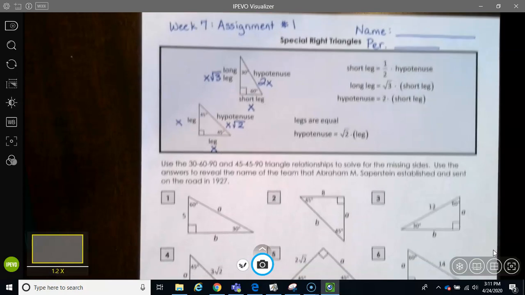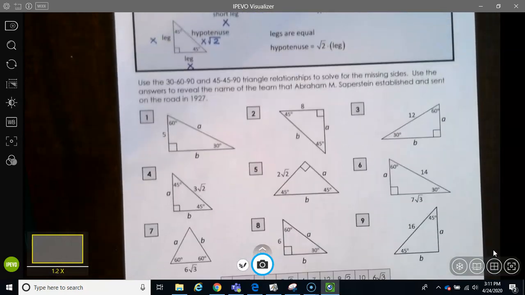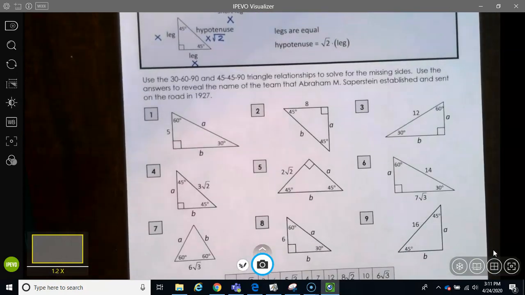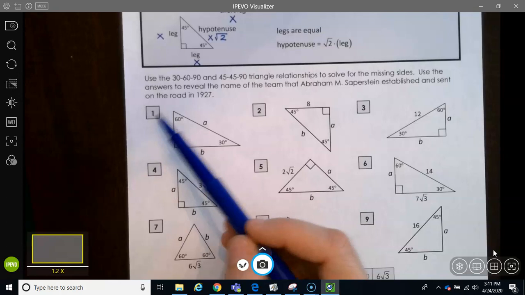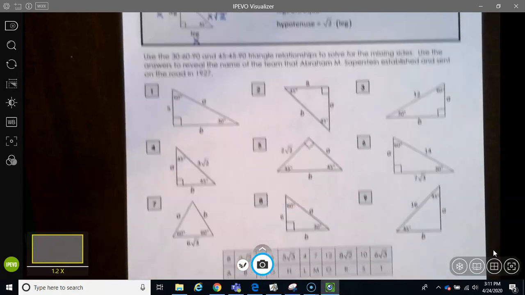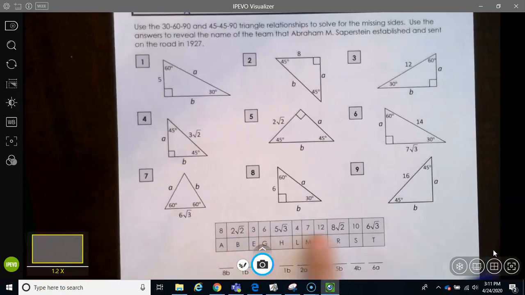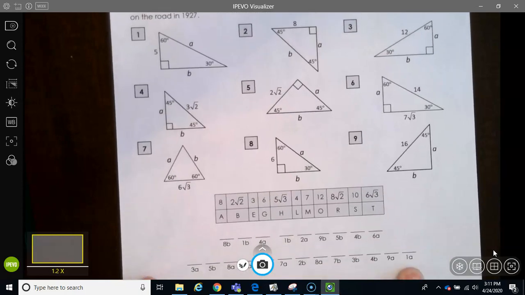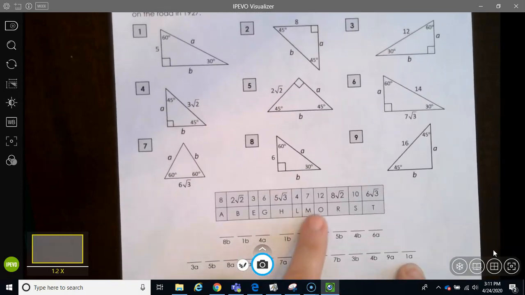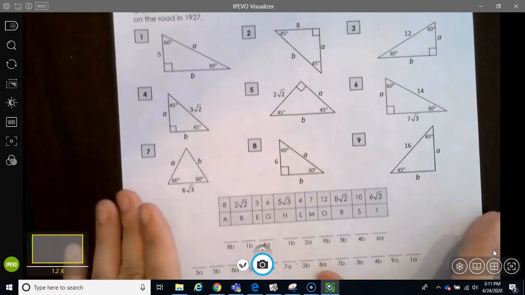Then down here, you're given some examples. There's 9 problems. You solve for the missing sides. The missing sides are represented by A and B. And whatever you get for an answer, let's say 1A, I would come down here, find that answer, whatever letter goes with it, and then down here, wherever I find 1A, which is right here, whatever letter went with my answer, I would put that letter here for this riddle.